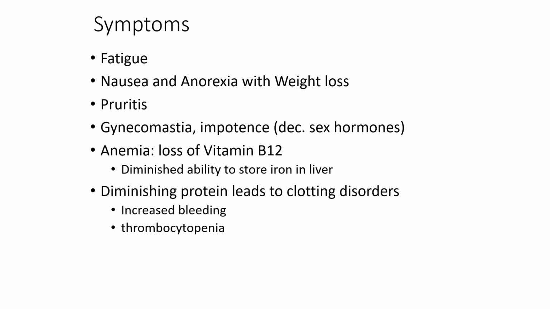Symptoms include fatigue, nausea, and anorexia with weight loss, pruritus, gynecomastia in males with impotence due to decreased production of sex hormones. They become anemic with loss of vitamin B12. You can't store iron in the liver. And most importantly, decreases in albumin lead to a whole host of problems, but particularly lead to clotting disorders. So these patients are at risk for increased bleeding and thrombocytopenia.